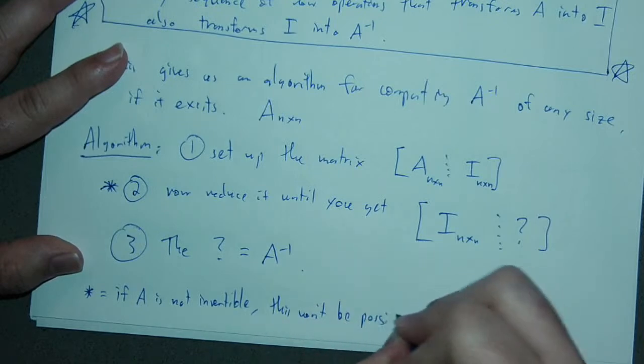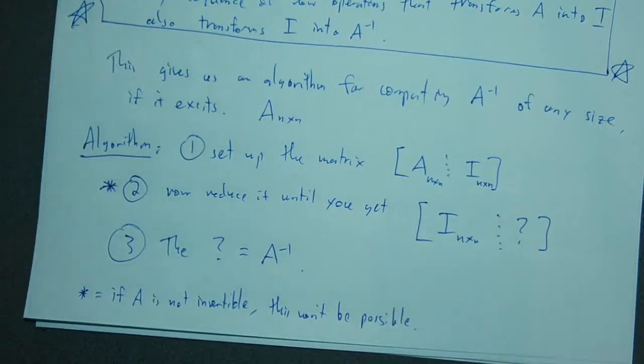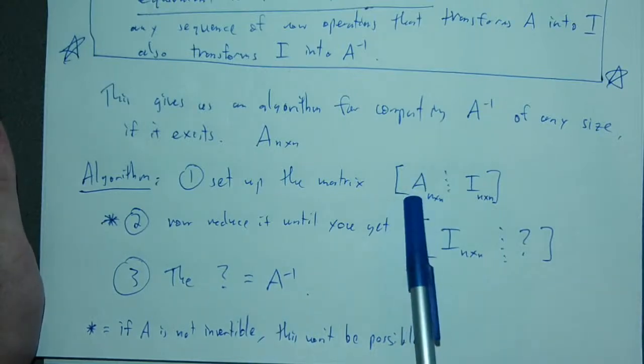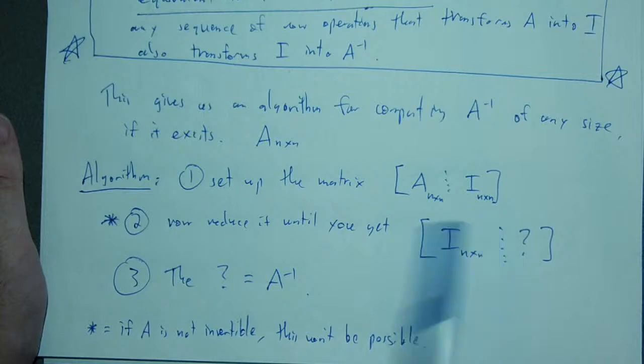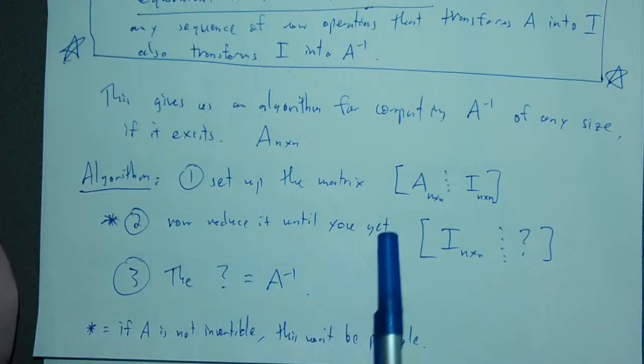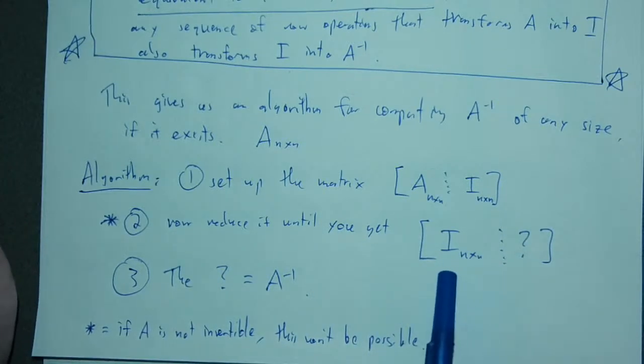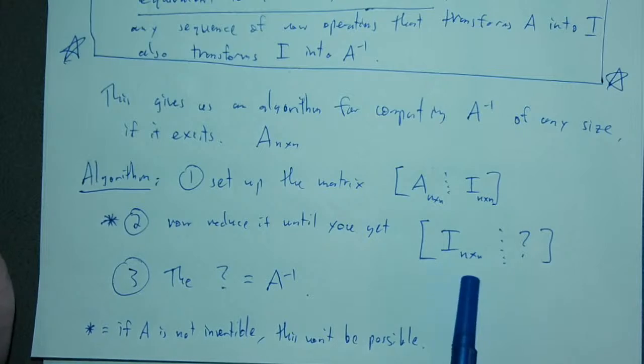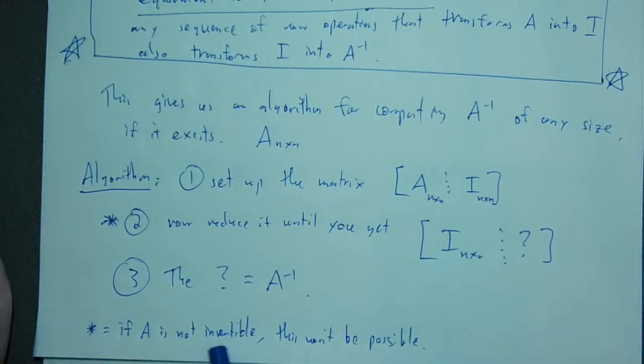Well, what does that mean, right? Doesn't that kind of throw a wrench in the whole thing? No. The point is that you set up this matrix with A on the left and the identity matrix on the right. You do these row operations until you've put this matrix into reduced row echelon form. Maybe the reduced row echelon form is not the identity matrix. And if it's not, the problem with that is it's not invertible.